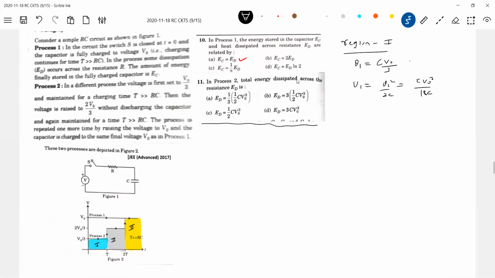I'm writing directly. Instead, we can find the work done by the cell. Work done by the cell minus the energy of the capacitor. Let me just follow the basic method. The work done by the cell, half of it will go into the capacitor. Why I'm trying to avoid that is so that I have clarity in the next part. So what is the work done by the cell in the first region? Q1 into V naught.